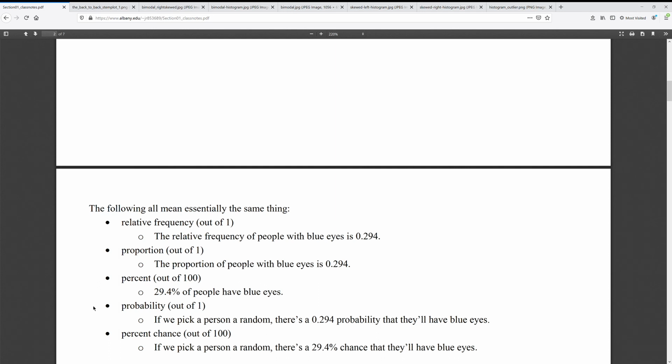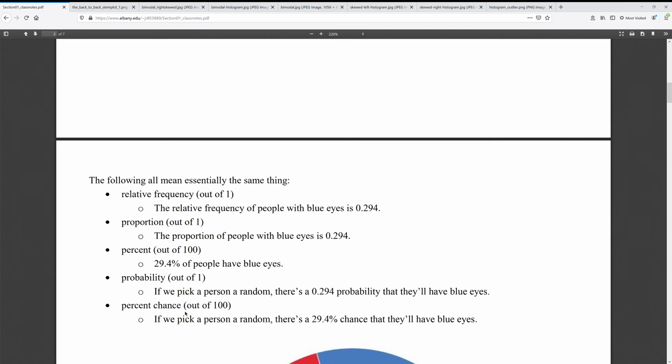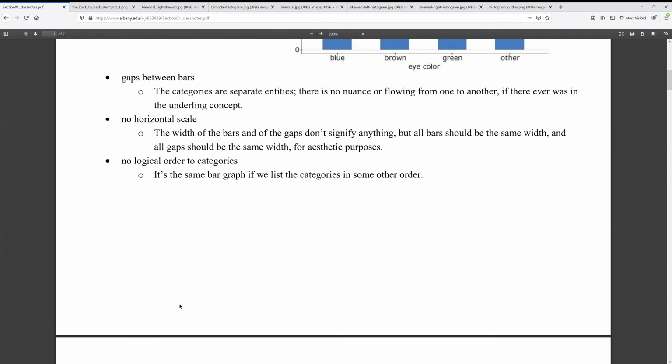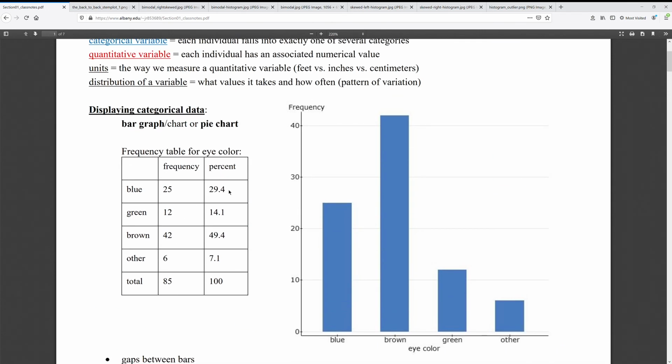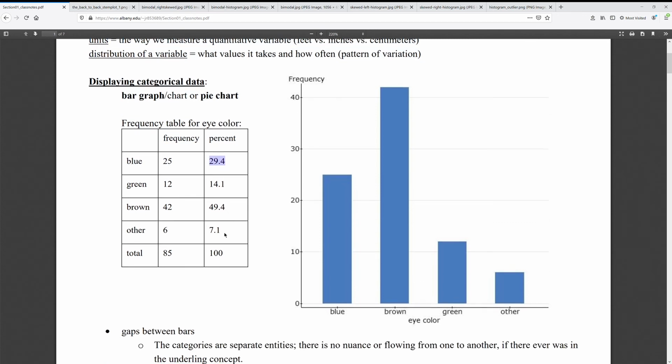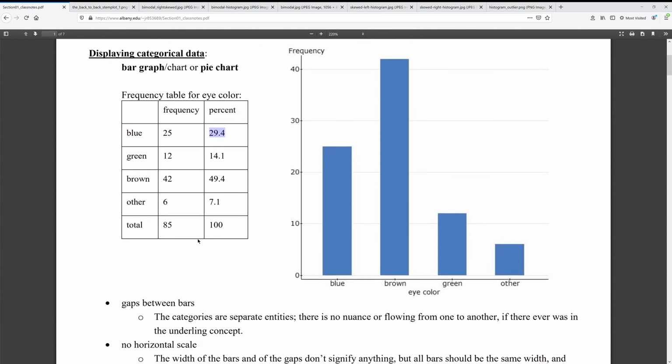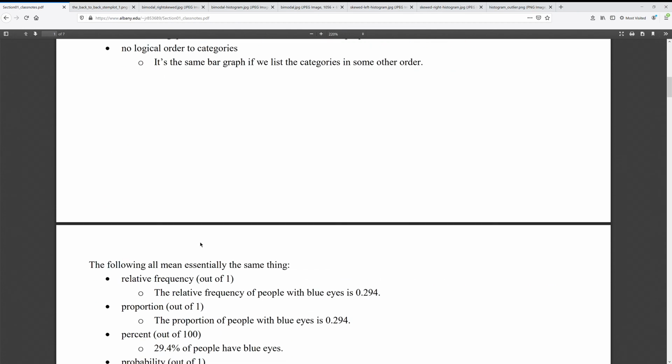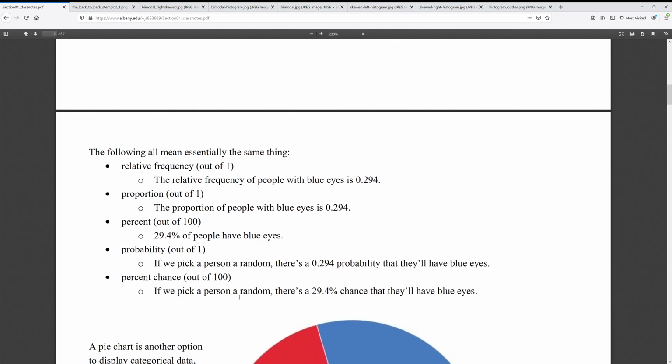Now, fingers crossed, there's a lot of nuance in that statement, and we'll talk about it as we go, but that's the basics. And if you want a fifth one, we'll throw on percent chance, right? Same idea. If you pick somebody, then there's a 29.4% chance they've got blue eyes. It's still a probability-ish perspective, chance I mean, but now we're talking about out of 100 rather than out of 1. So in the end, they're all just different ways of saying the same thing.